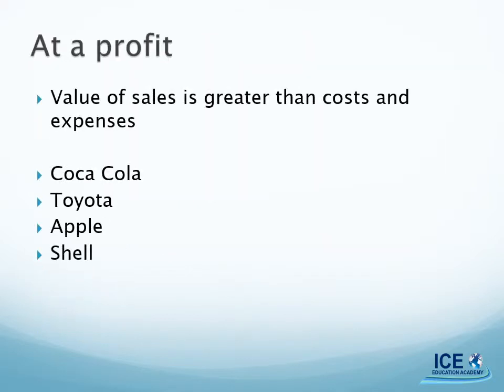Most businesses are run to make a profit. This is effectively when the value of sales is greater than the costs and expenses. The basic formula for total profit is total revenue minus total costs. Below is a list of well-known organisations that aim to run at a profit.